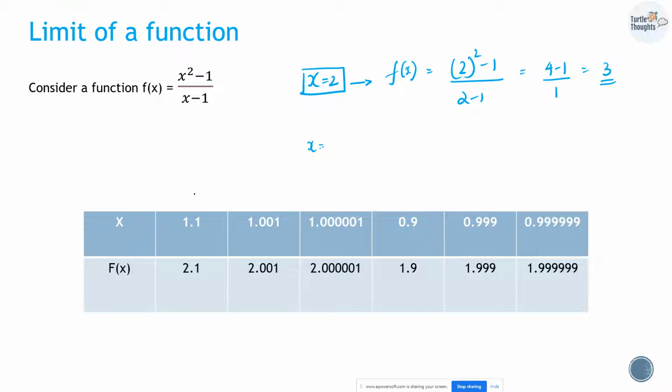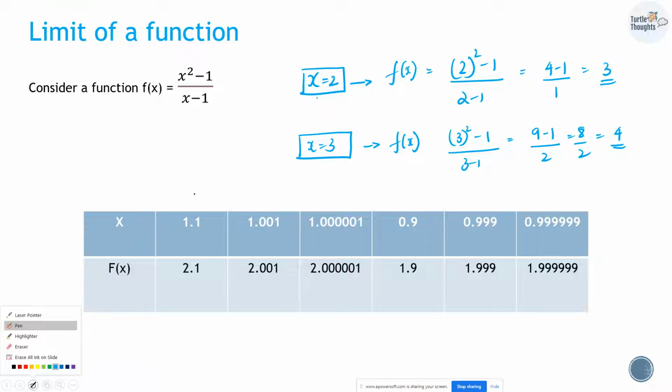Similarly, I can take the value of x as 3, 4, any value. So f of x now is going to be equal to, substitute the value of 3 in place of x, 3 square minus 1 divided by 3 minus 1. In this case, it is going to be 9 minus 1 divided by 2, 8 divided by 2. The answer is 4, right? So whenever I take a value of x and substitute, I get some value for f of x, which is the function of x.